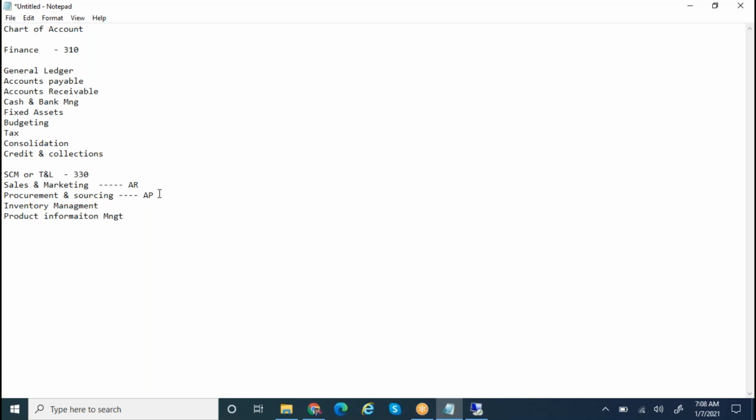So finance part will be covered in this related to finance. It will be covered in AP. This related to finance, it will be covered in AR. So that is the reason for a few of the topics, both finance team and T&L team, I will combine together for 1 week, something like 5 to 10 days, 7, 8 days, something, and I will teach for both.